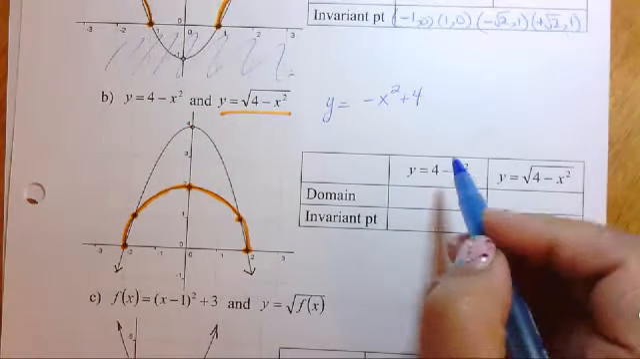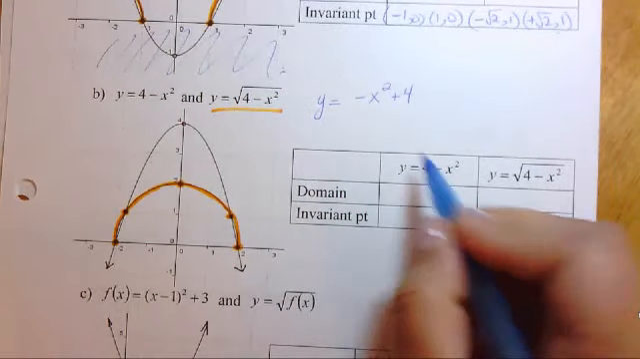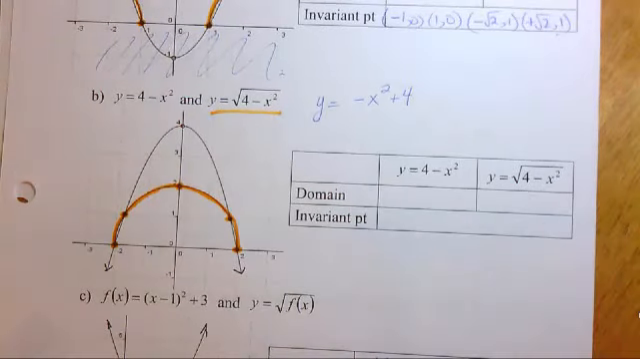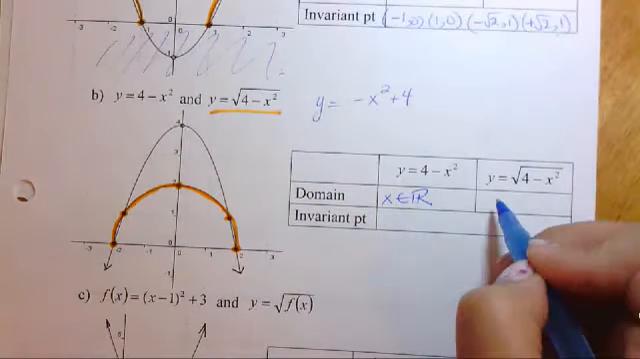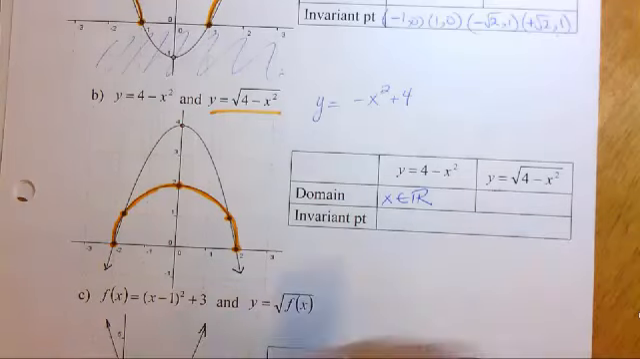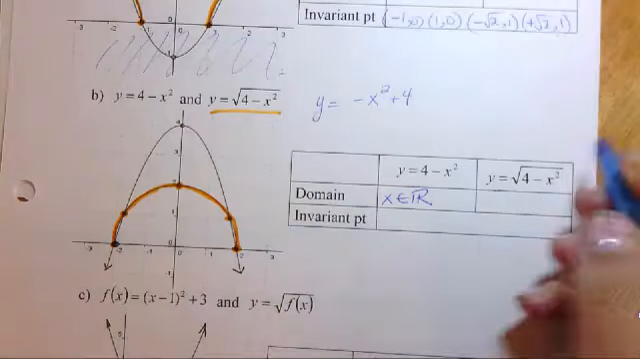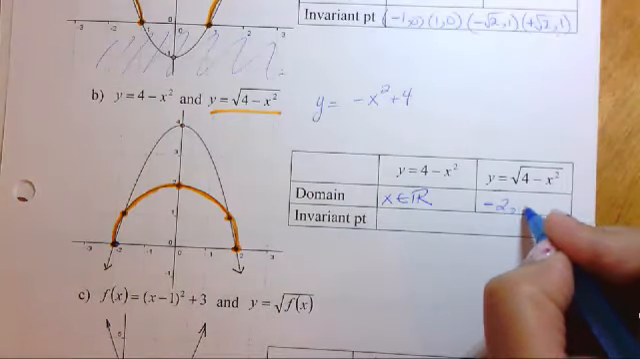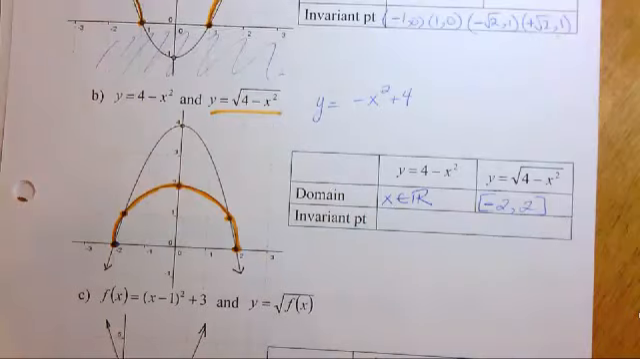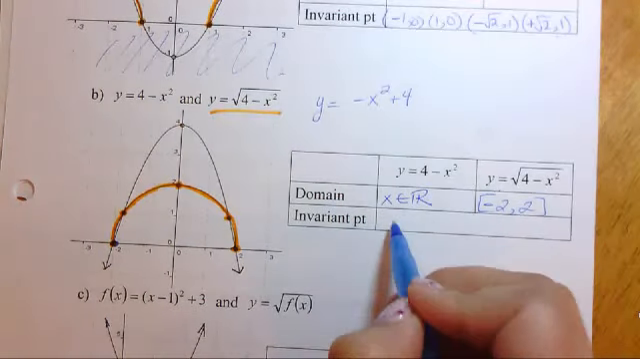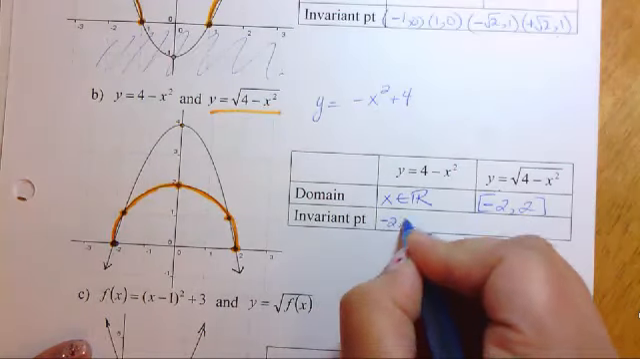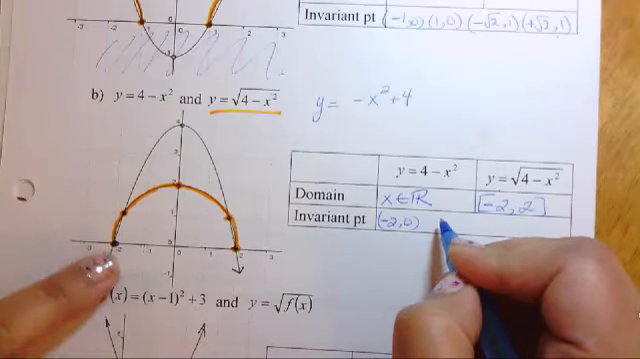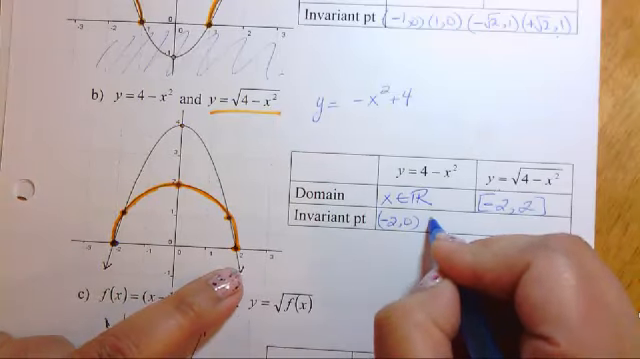Now the domain, oh, I forgot the domain in the question above. You know what? You can fill it in, bring it to class, we'll double check it. This one is x is an element of the reals, and now this, if you notice the domain of its square root, you go between -2 and 2. All right. And our invariant points here are at -2, 0. You've got +2, 0.